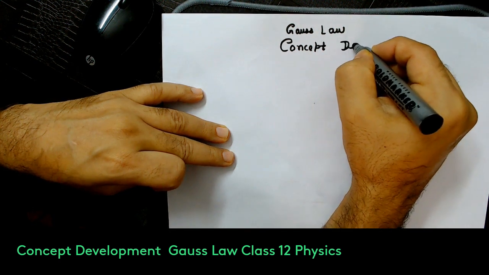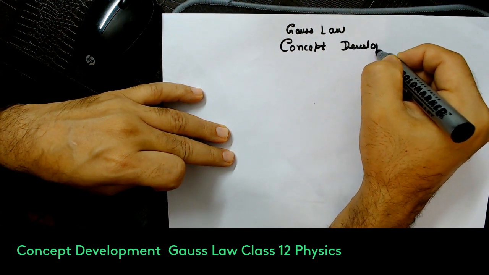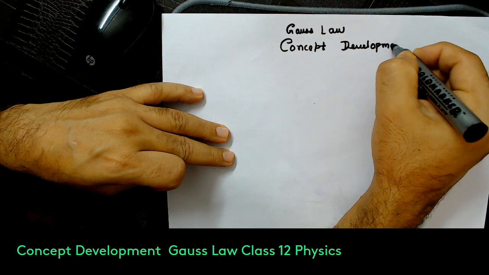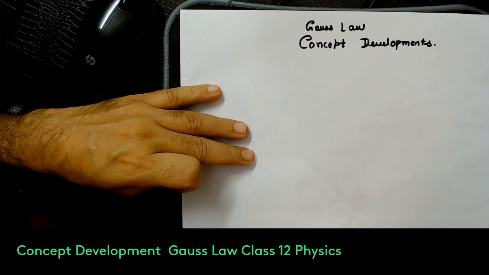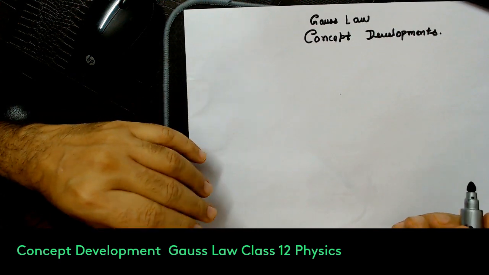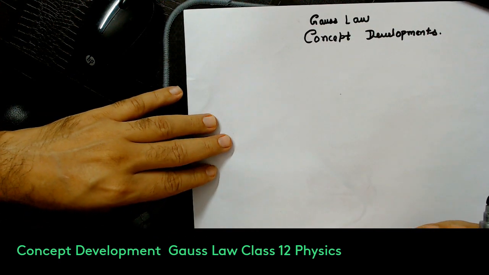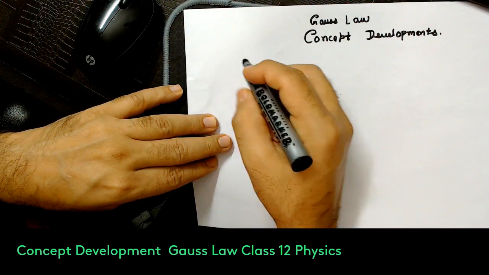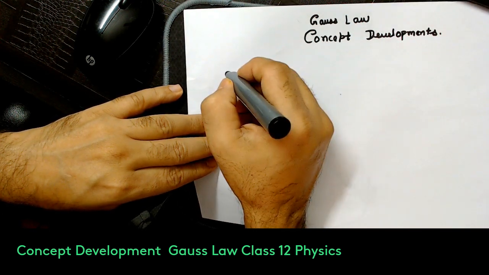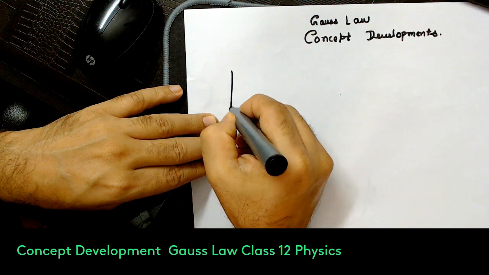Unless you have strong concepts, no amount of books, no amount of numerical practice will help you, because if the concept is not clear, you will not be able to do any numerical properly. You will always lack the confidence. So let's talk about the Gauss law, and let me talk about situation number one, where you have an opaque cube.